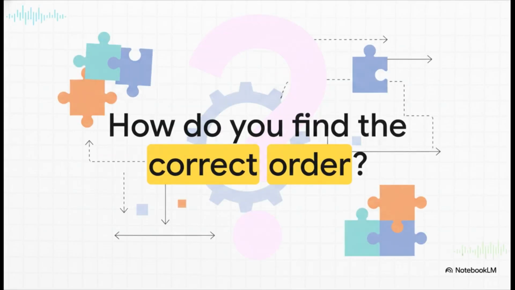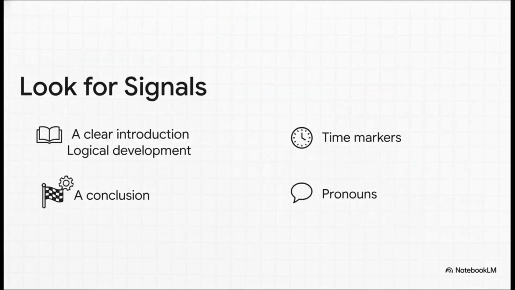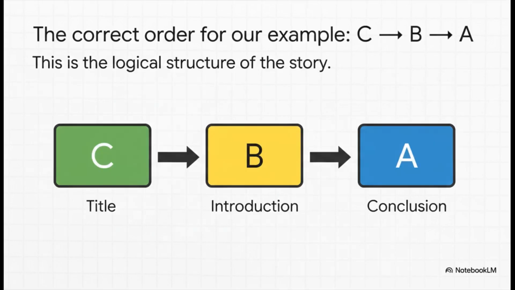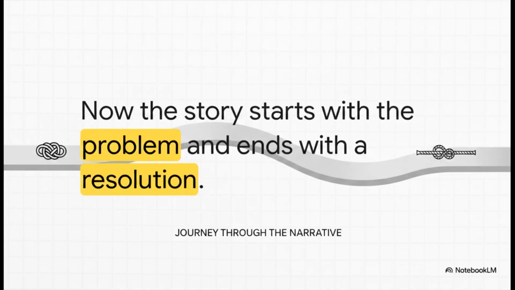So, how do you actually figure out the right order? What's the trick? Okay, you've got to look for signals, things like time markers and how the story builds. For this one, the right order is C, then B, and finally A. Makes sense, right? See? Now it flows. B sets the scene, and then suddenly A happens.